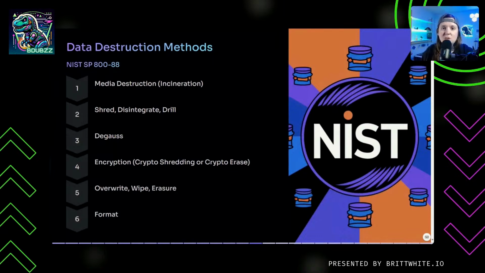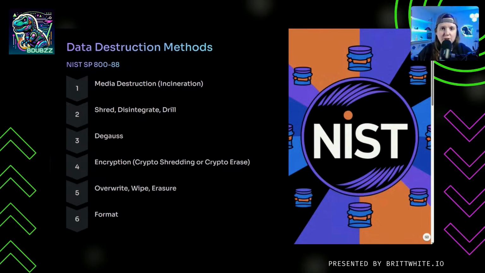Encryption. This is also called crypto shredding or crypto erase. This is a clever technique. You encrypt the data with a very strong algorithm, like AES-256, and then you securely destroy the encryption key, using methods to ensure it cannot be recovered. Without the key, the data is just gibberish. This is extremely effective as long as that key is truly gone and cannot be recovered.